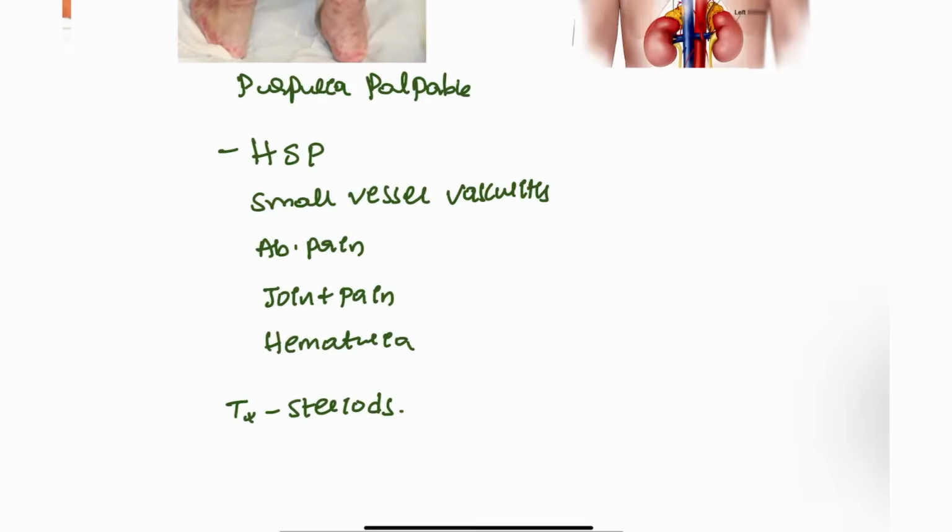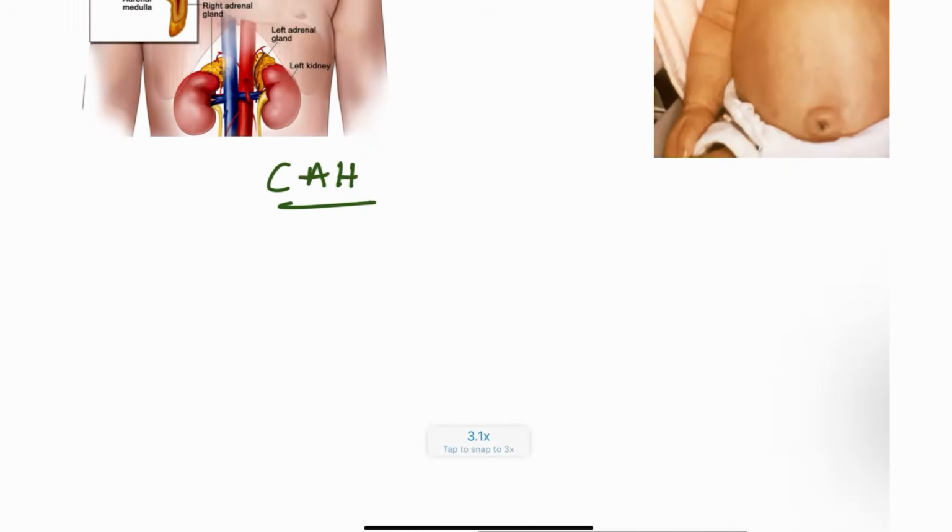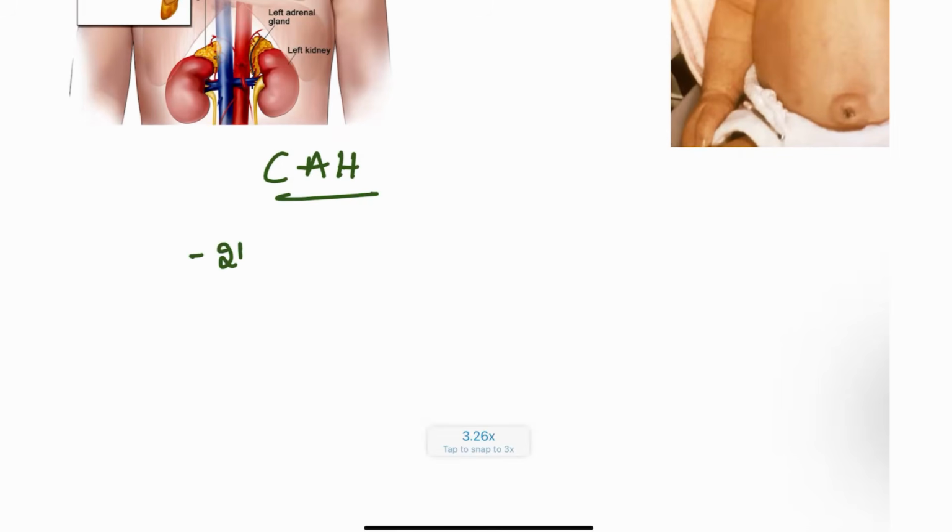Next, moving on to congenital adrenal hyperplasia. In congenital adrenal hyperplasia, the most common one is 21 hydroxylase enzyme deficiency. Okay, this is an autosomal recessive condition. So what you have to understand is that there are different enzyme defects, for example 21 hydroxylase, 11 beta hydroxylase, and 17 alpha hydroxylase. So remember this way: blood pressure and androgens.